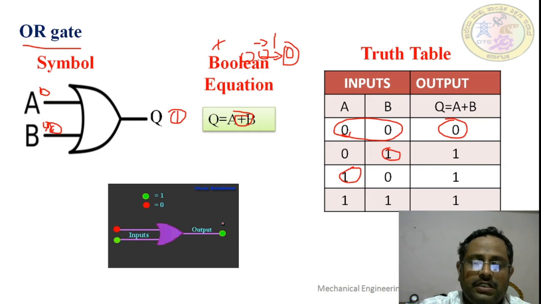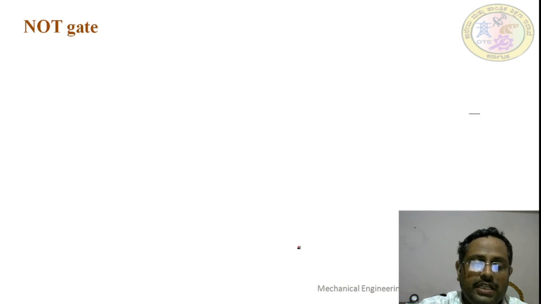See here, the output turns green when any one of the inputs is green. If both the inputs are red, the output is red. See now, both the inputs are red, that's why the output is red. This is the OR gate. Next we will see the NOT gate.